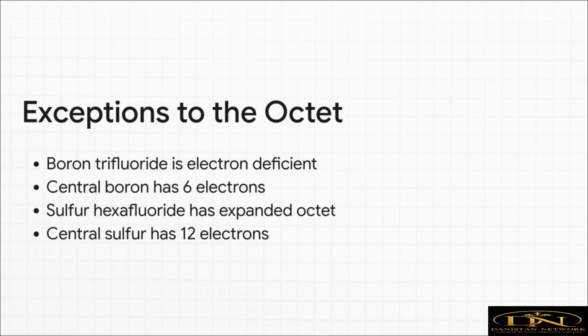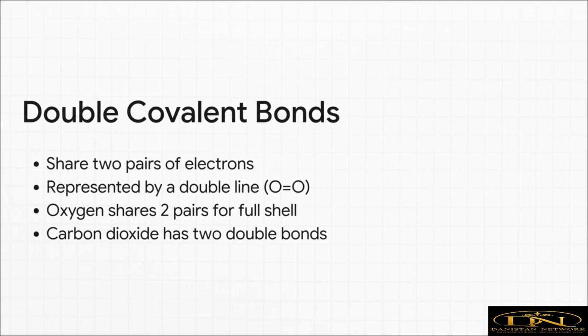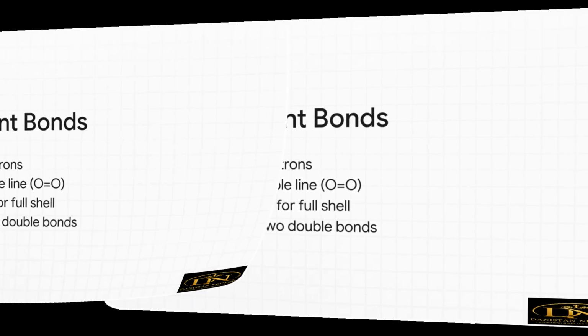But then, on the exact opposite end of the spectrum, you have sulfur hexafluoride. That central sulfur atom starts at 2,8,6 and shares its 6 outer electrons with 6 fluorines, hoarding a massive 12 electrons around it. This expanded octet is a fantastic reminder that the octet rule is more of a guideline, not an absolute, unbreakable law. So what happens when sharing just one pair isn't enough to reach stability?